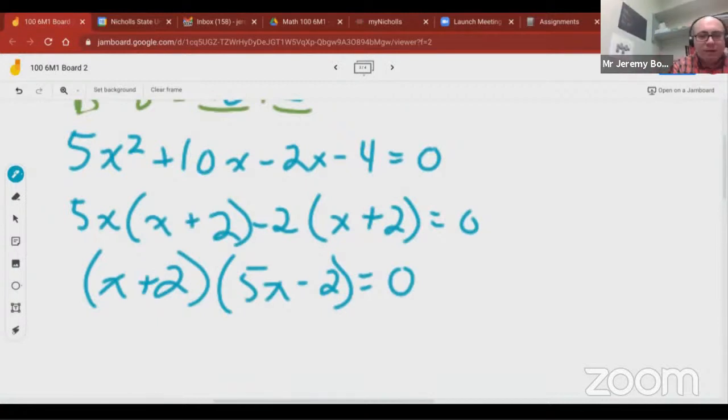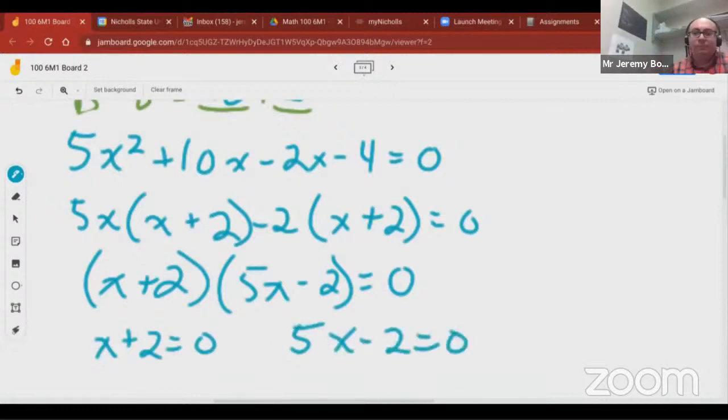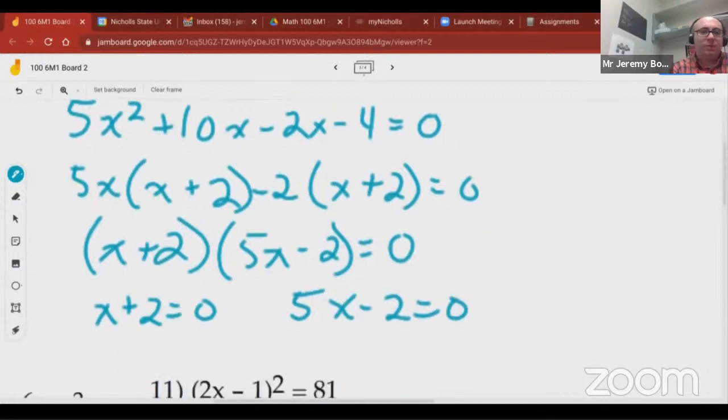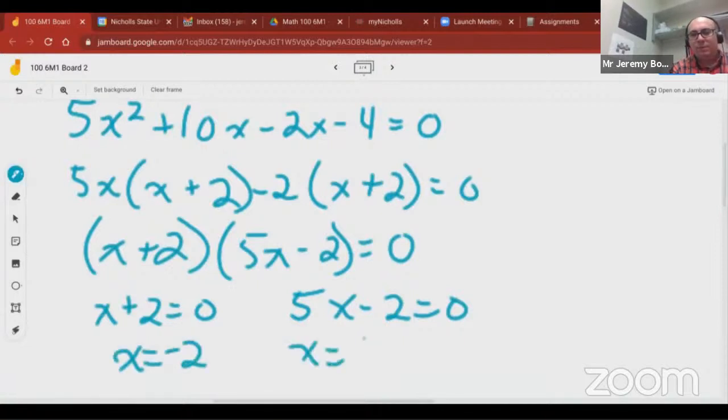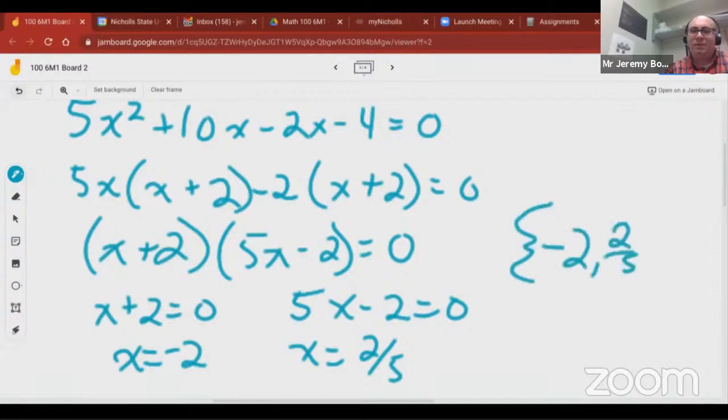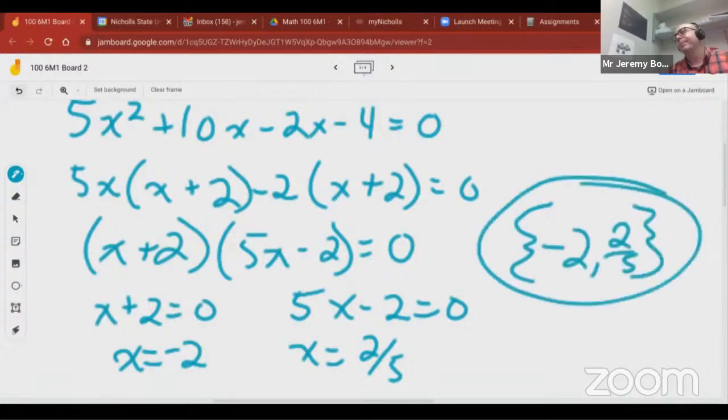Zero product property applies here. So this is going to be x plus 2 is equal to 0, or 5x minus 2 is equal to 0. And then we just have to work out both of those linear equations that results there. We'll get x is equal to negative 2, and x is equal to 2/5. And so my solution set is going to be a set containing negative 2 and 2/5. Questions on what problem was that?